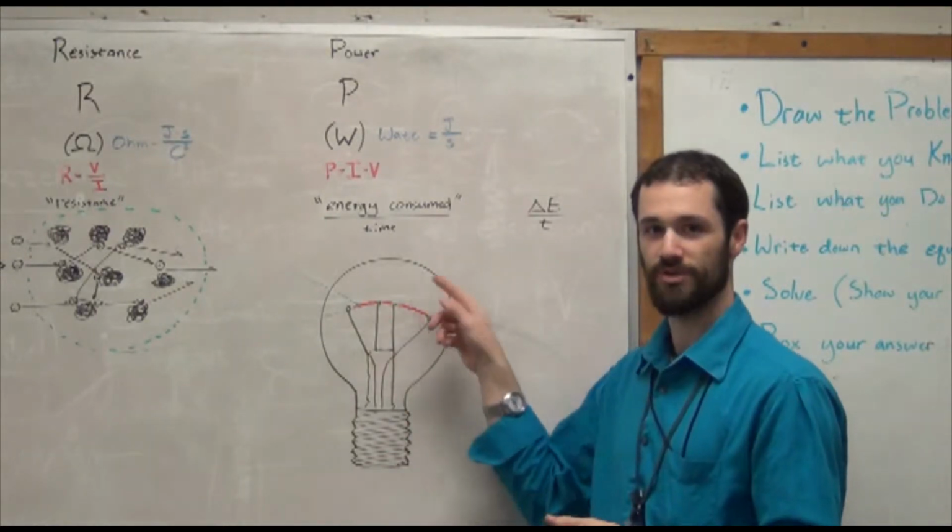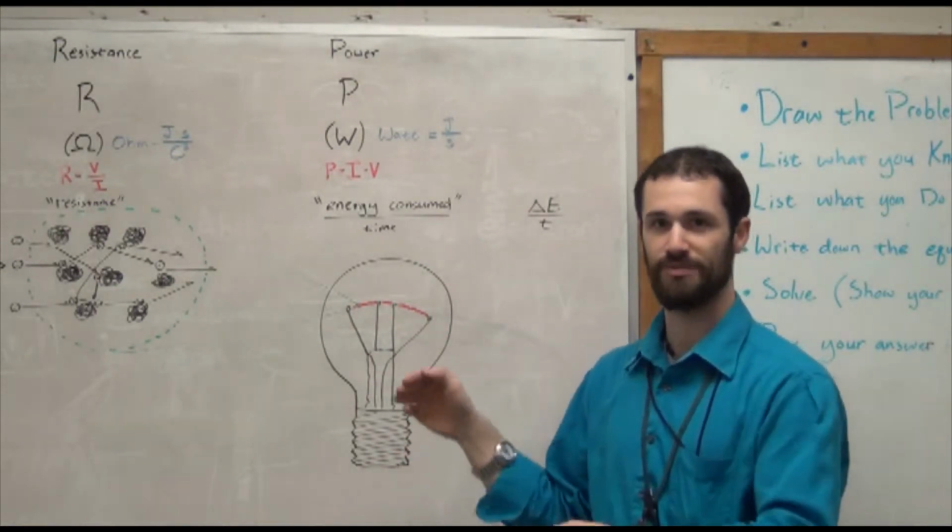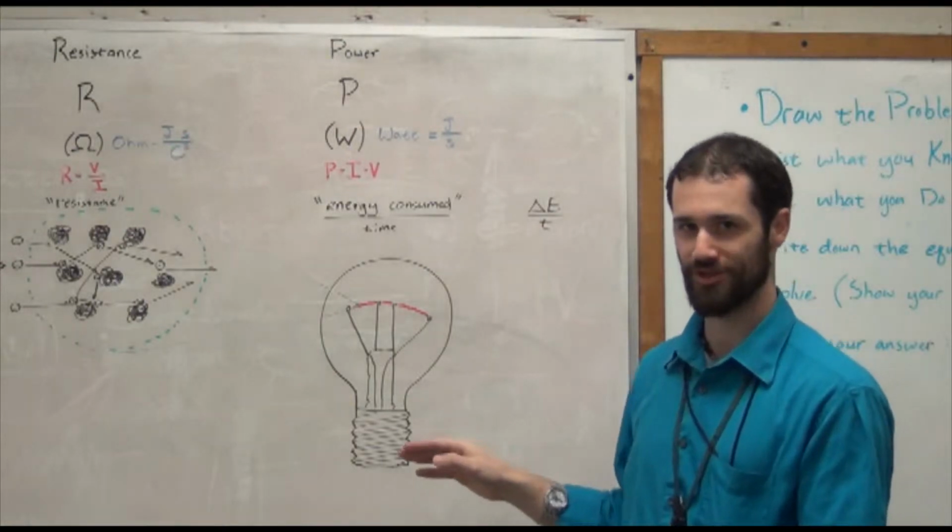As the current flows through, power is dissipated, which means that the voltage drops through the resistor.